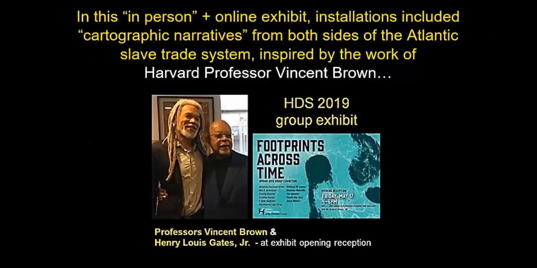In this in-person and online exhibit, installations included cartographic narratives from both sides of the Atlantic slave trade system, inspired by the work of Harvard professor Vincent Brown. He's a close friend of Professor Henry Louis Gates Jr., and Henry Louis Gates attended the opening ceremony and, in fact, endorsed the work. He was quite proud of it.